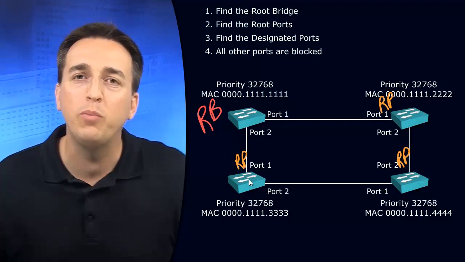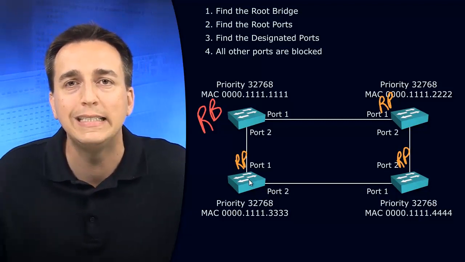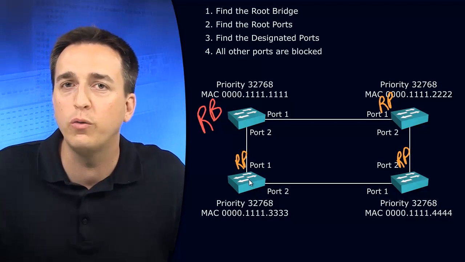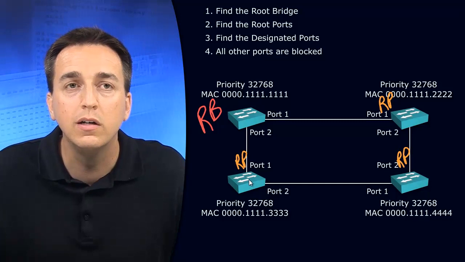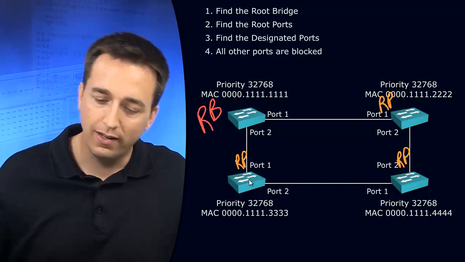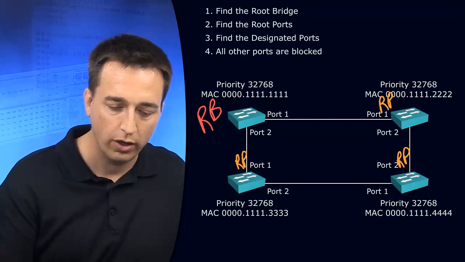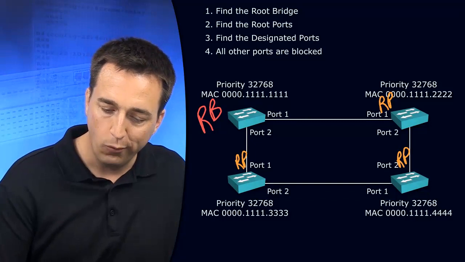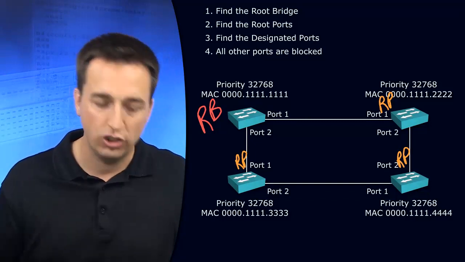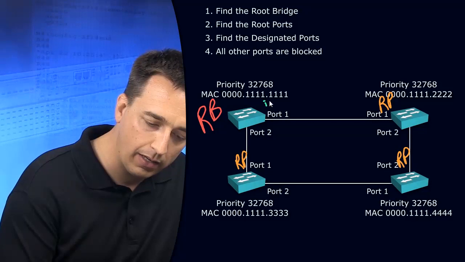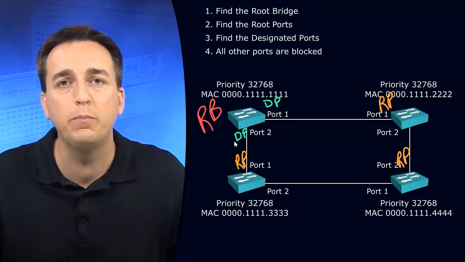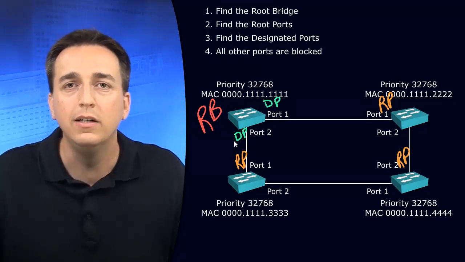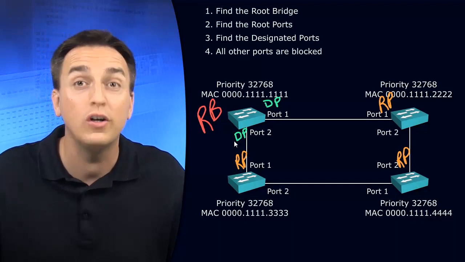Well, that means every port on the root bridge has to be in the forwarding state. So if every port on the root bridge has to be in the forwarding state, what is our option? Well, it can't be a root port, so it has to be designated ports. This is a shortcut, folks. So without even doing any calculations, you can automatically label the ports on the root bridge as designated ports. They're in the forwarding state. They're sending and receiving frames, learning MAC addresses.